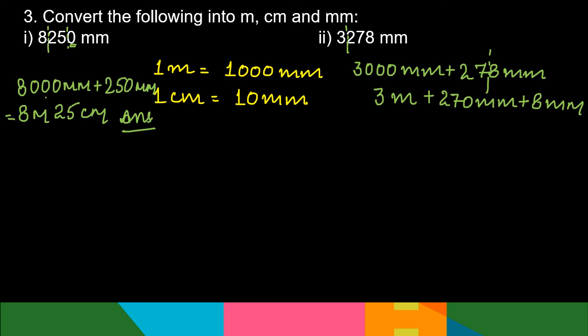Now it will be 3 meter, 270 millimeter means 27 centimeter, and 8 millimeter. So 3278 millimeter is equal to 3 meter, 27 centimeter and 8 millimeter.